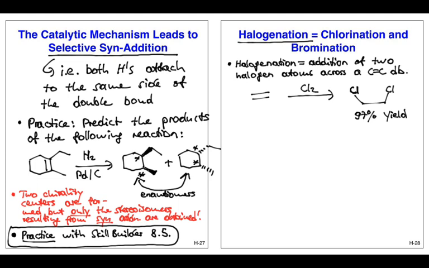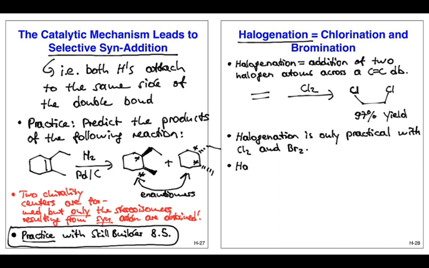Now a couple of notes of caution here. First, halogenation is really only practical with chlorine and with bromine. Important point, right? So what happens with other halogens?